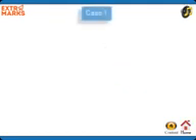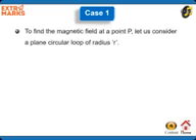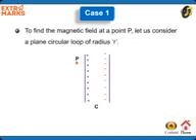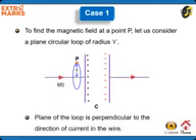In the first case, he considered a point P outside the capacitor and drew a circular loop of radius r touching the point P as shown. Here, the plane of the loop is perpendicular to the direction of the current in the wire.